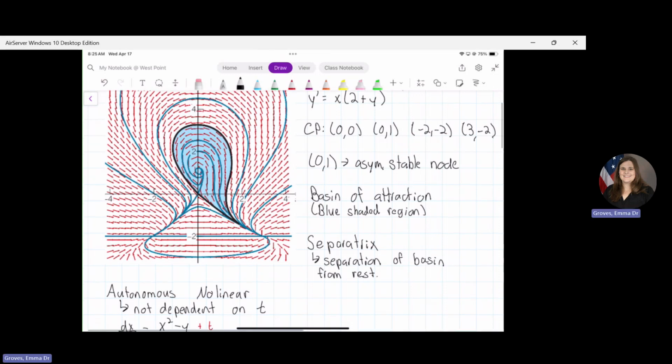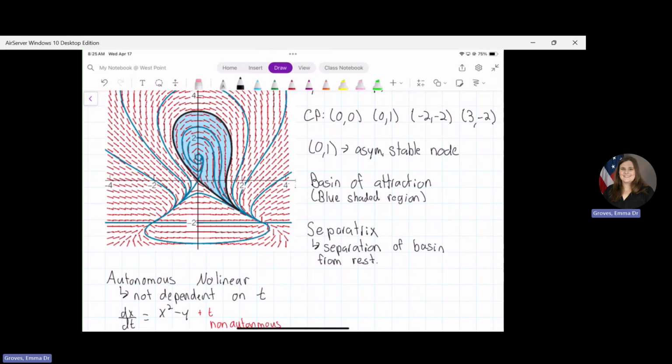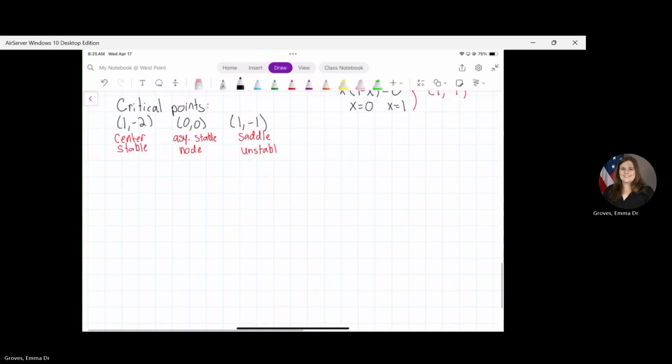So the last thing I want to talk about today is, how can we actually find these trajectories? Because there are times that we can find the trajectories. So, how to find trajectories. Let's let dx/dt be capital F of x, y, and then dy/dt be capital G of x, y.